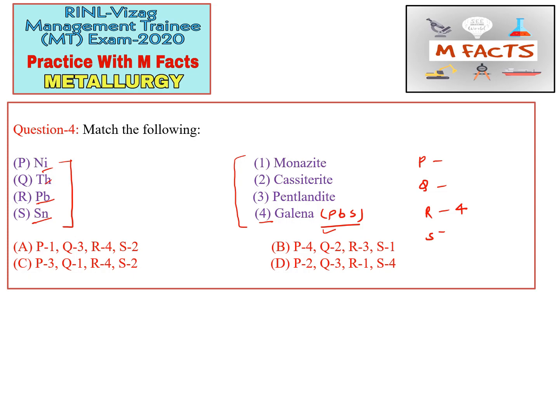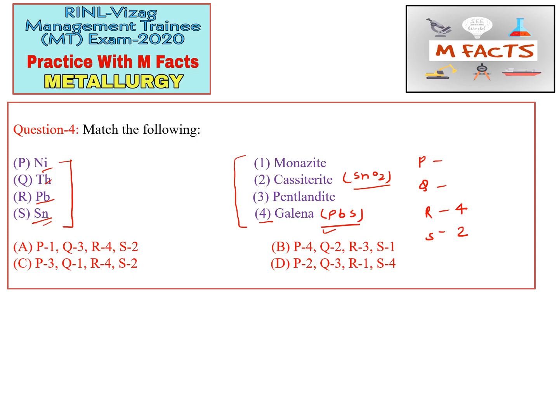Okay, and this Sn is basically cassiterite. Cassiterite is the Sn ore, SnO2, that is the oxide ore of tin. So we can match this S by 2. From here we can eliminate the options also, but this is the practice session, so we will not do that. We will see every option, we will see everything in this question, and we will try to understand how to identify this type of questions. This is a very simple question, and it doesn't matter for us during the practice session. We will try to avoid silly mistakes by practicing this type of questions.